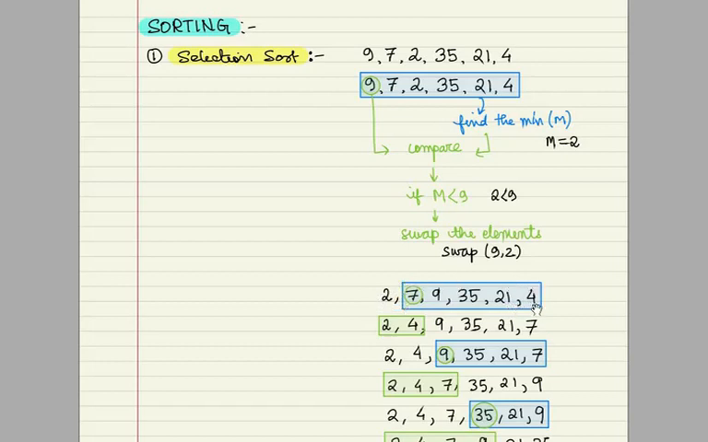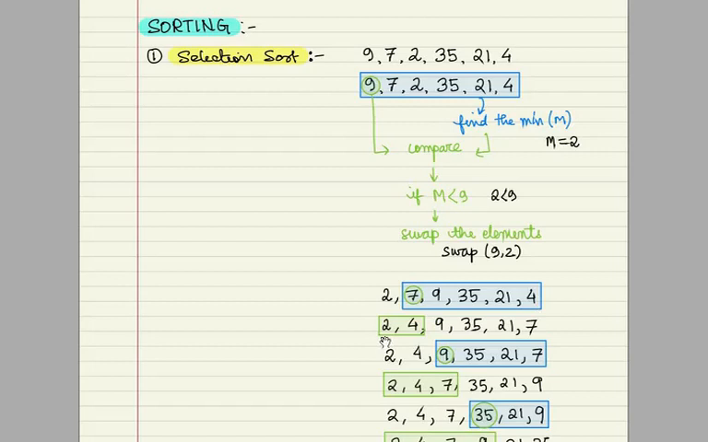We have now reduced the blue box. Now we only have to be concerned with 7, 9, 35, 21 and 4. The same thing will be repeated here. We keep 7 in its place and then find the minimum value in this blue box. The minimum value is of course 4. Now we compare 4 and 7. 4 is m in this step. Since 4 is lesser than 7, they will be swapped: 4 will go to the place of 7 and 7 will go to the place of 4.